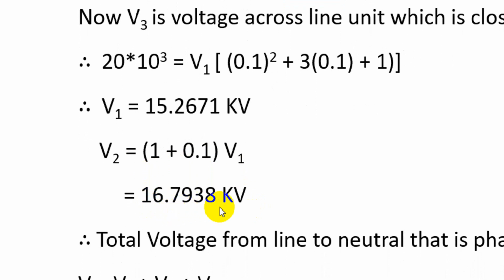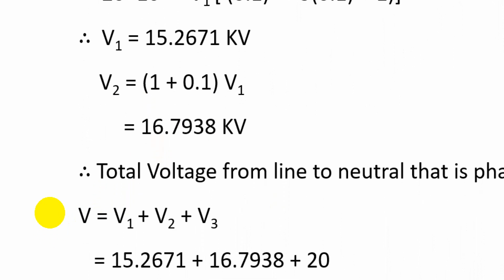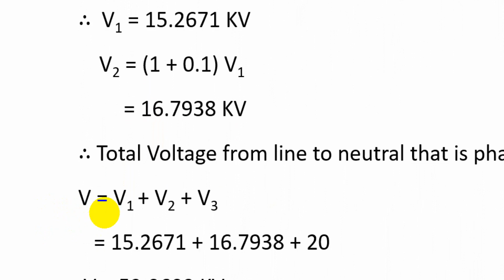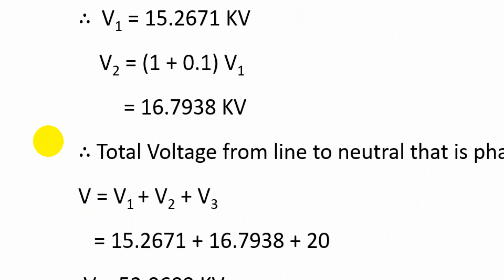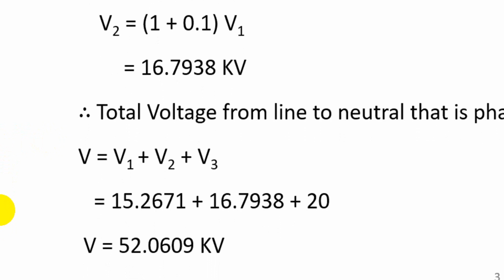On substituting, we get V2 equal to 16.7938 kV. So the total voltage drop, that is the line to neutral phase voltage, is given by V is equal to V1 plus V2 plus V3. V3 is the voltage drop near the line unit, V2 we have just found, and also V1. Adding V1 plus V2 plus V3, that is 15.2671 plus 16.7938 plus 20. So the total voltage drop is 52.0609 kV.